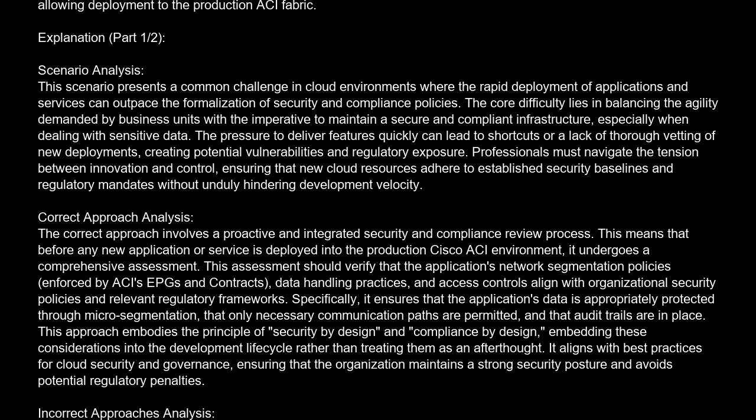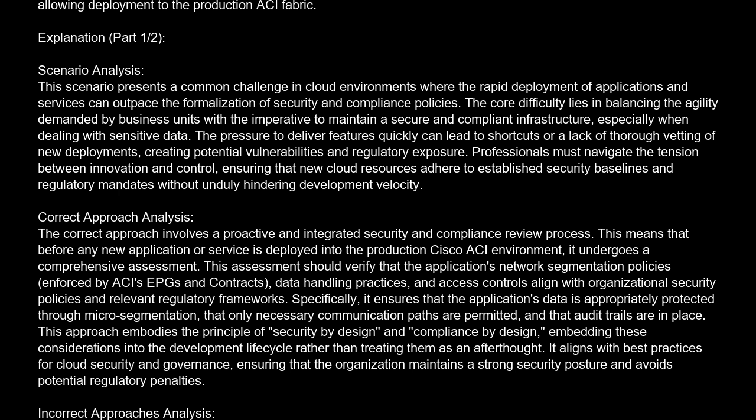The pressure to deliver features quickly can lead to shortcuts or a lack of thorough vetting of new deployments, creating potential vulnerabilities and regulatory exposure. Professionals must navigate the tension between innovation and control, ensuring that new cloud resources adhere to established security baselines and regulatory mandates without unduly hindering development velocity.